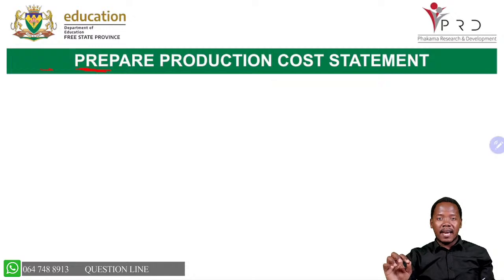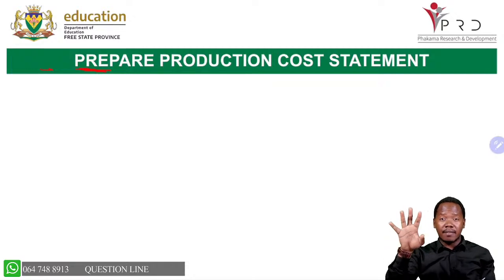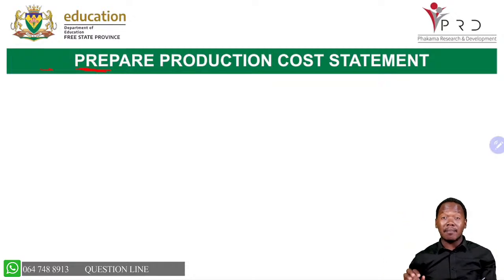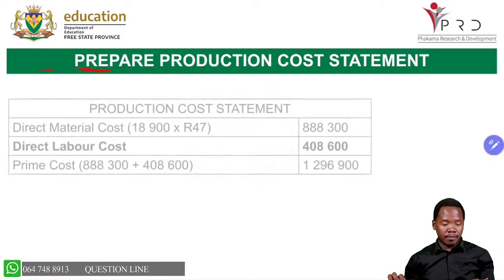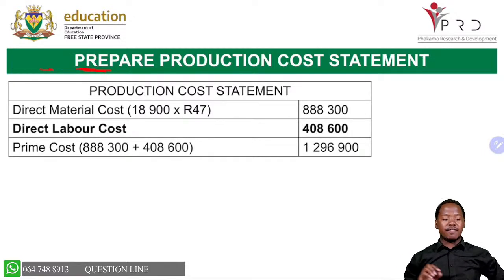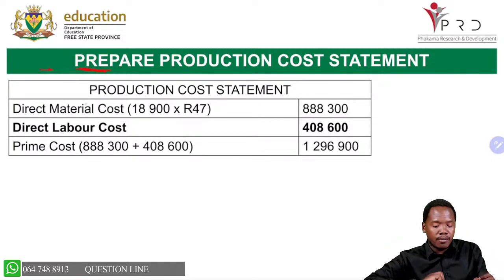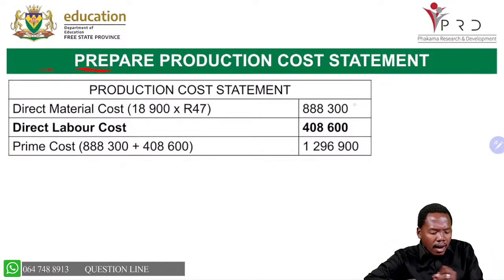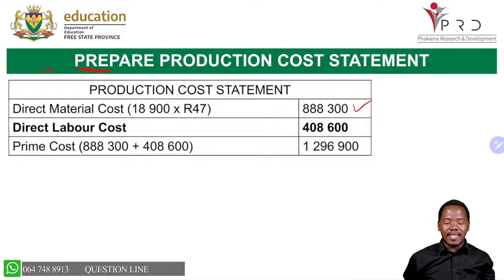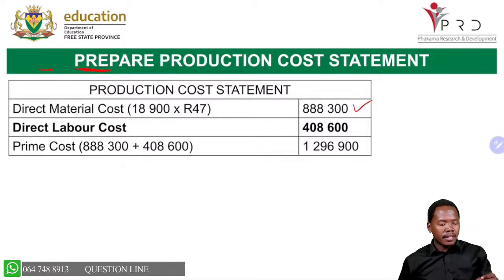Great job, welcome back. I hope you managed to write down the format of the production cost statement as fast as you can, because there is one thing that you must know how to do when you are dealing with this topic. Right, now let us look at the first part. Already we have calculated our direct material cost. You remember earlier on, it was the first thing that we have done. We got our 888,300.